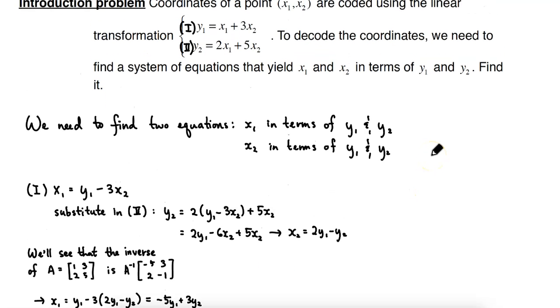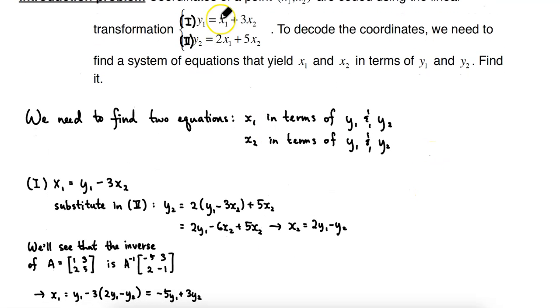Later, we'll see that if we have a matrix 1, 3, 2, 5, then the inverse of the matrix is negative 5, 3, 2, negative 1. So it is the coordinates of the decoding system of equations.